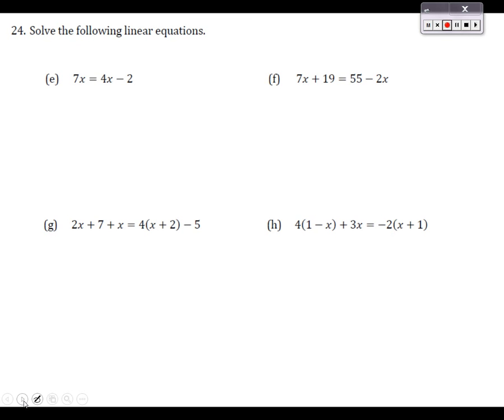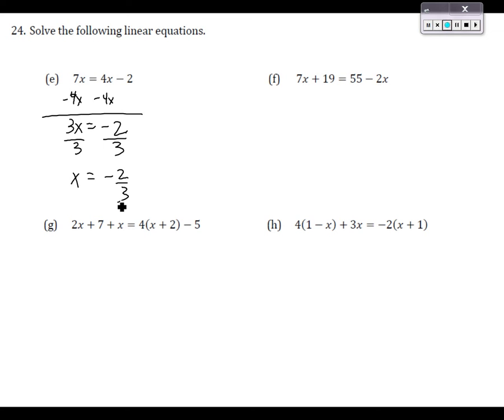Okay, we want to solve the following linear equations just like you've been doing. So notice the goal was to get the x's to one side and the constants to the other. So I'm going to do the same thing. I'm going to subtract 4x from both sides. That's going to give me 3x equals -2. Notice I have a multiplier here to the x, so I'm going to divide it away, and I get x is equal to -2/3.